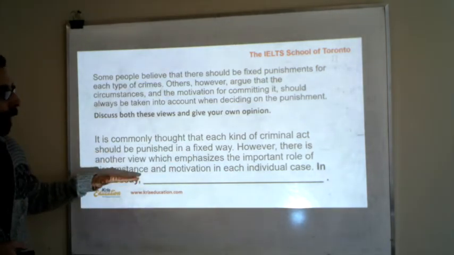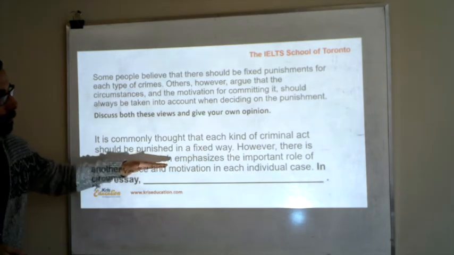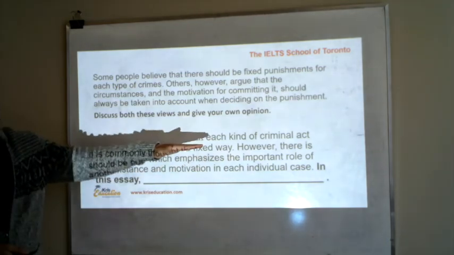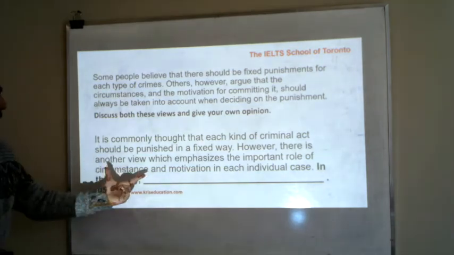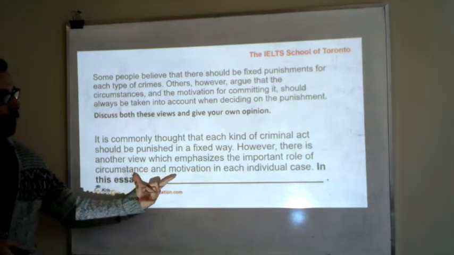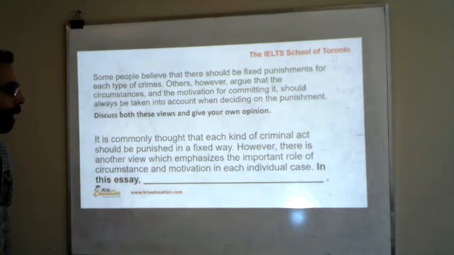the important role of..." And this is something that you can use with all the discussion essays. Simply memorize and use this sentence there. The only thing that you need to do is change the key words. In this case, circumstances and motivation.